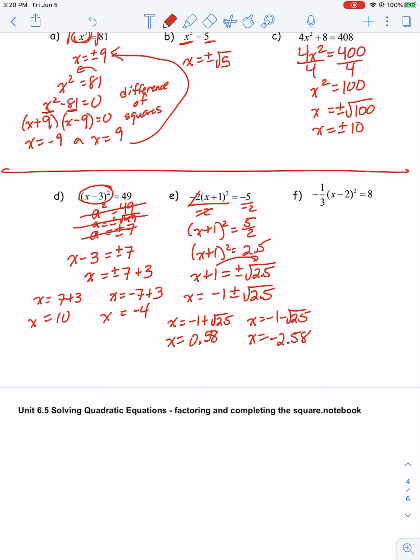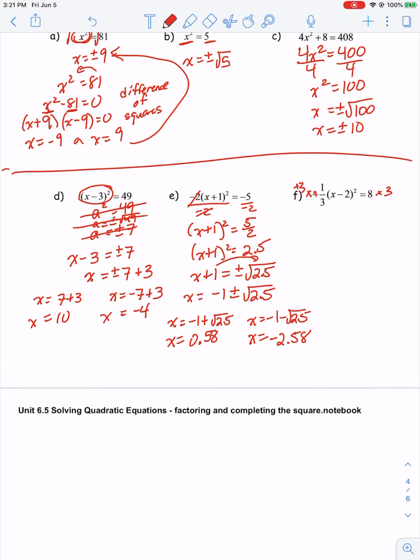All right, and for f, we need to get rid of this negative 1/3 first, and an easy way to get rid of a fraction is to multiply by the denominator. So I'm actually going to multiply both sides by -3. That'll get rid of the negative sign. It will also get rid of the 3. So I'm left with, on this side, (x - 2)² = -24.